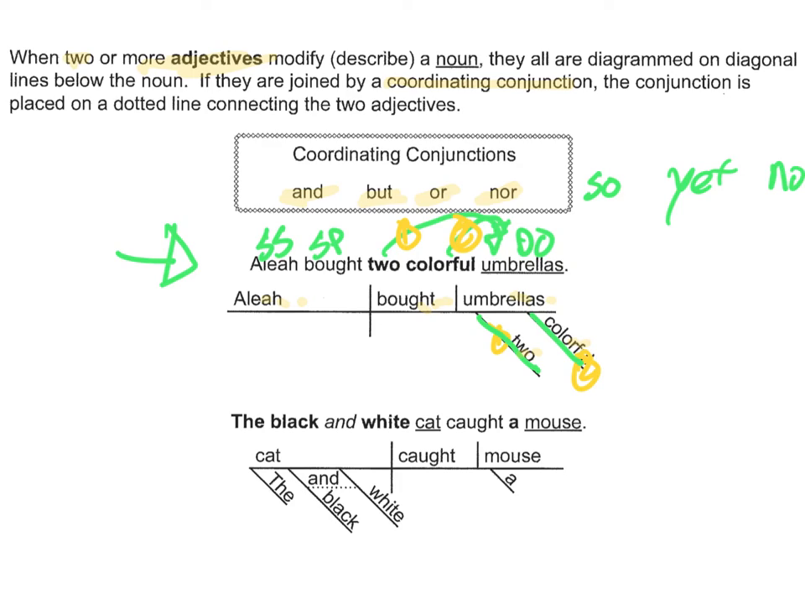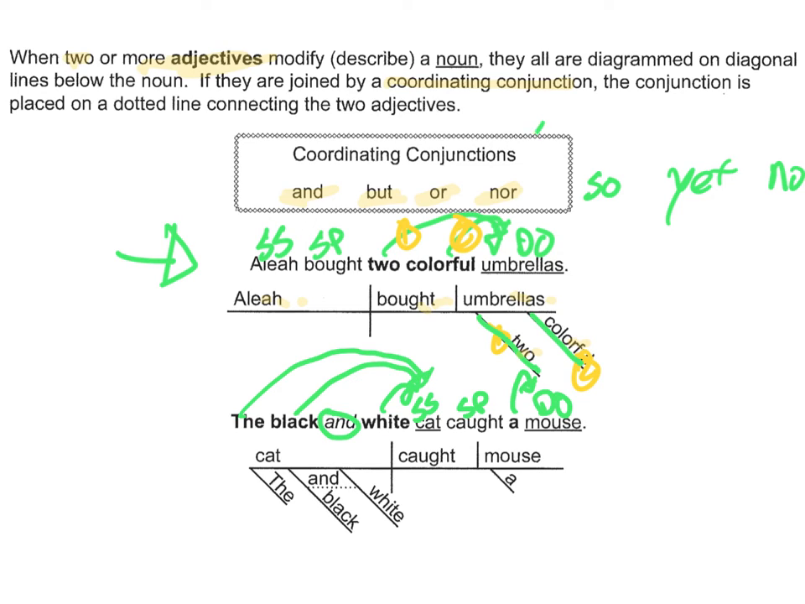The black and white cat caught a mouse. Who or what is this about? Well, it's about the cat. And what did it do? It caught. What did it catch? Mouse. How many mice? 1. What color's the cat? White. What color's the cat? Black. Which cat? The. And then we have the word and.